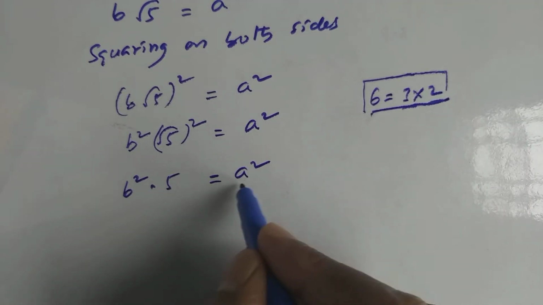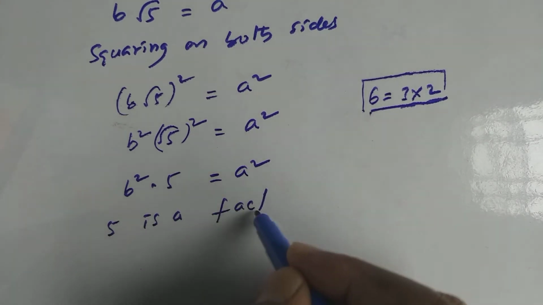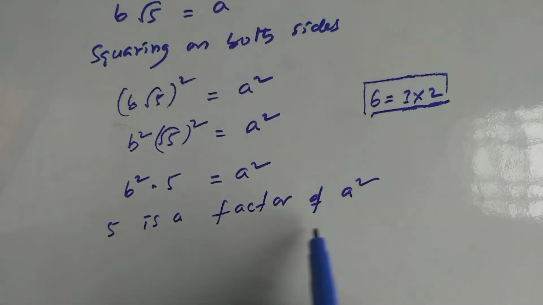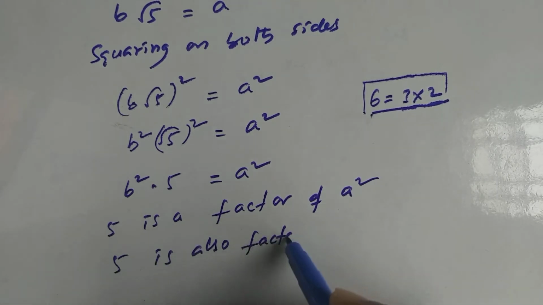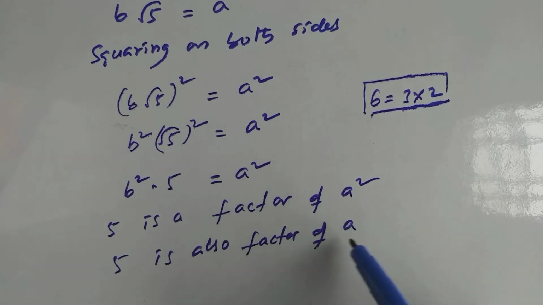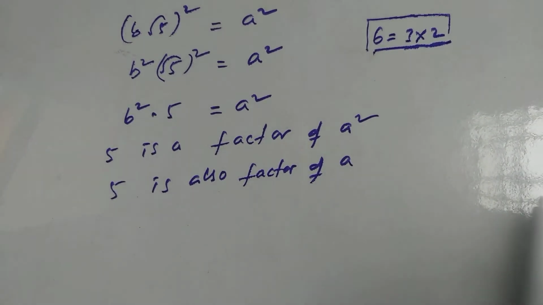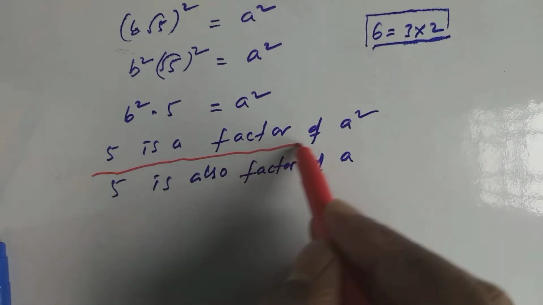So 5 is a factor of a square. If 5 is a factor of a square, 5 is also a factor of a. If it is a factor of a square, it is also a factor of a. Clear? Now 5 is a factor of a. So this is an important sentence you need to remember.